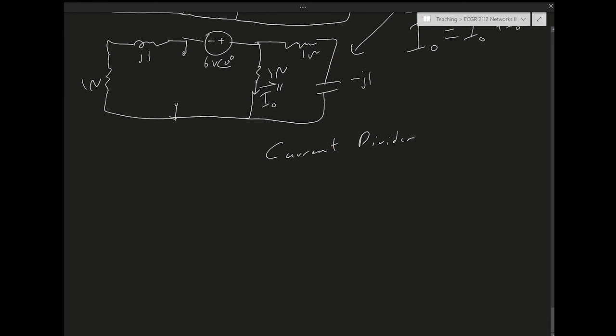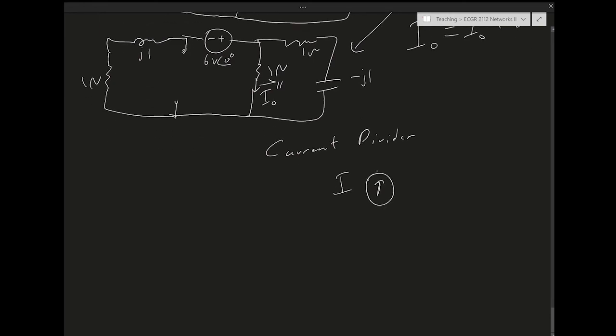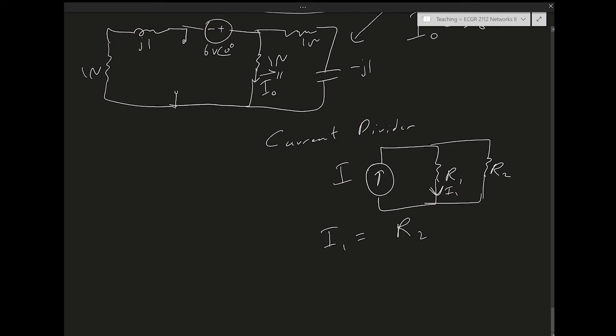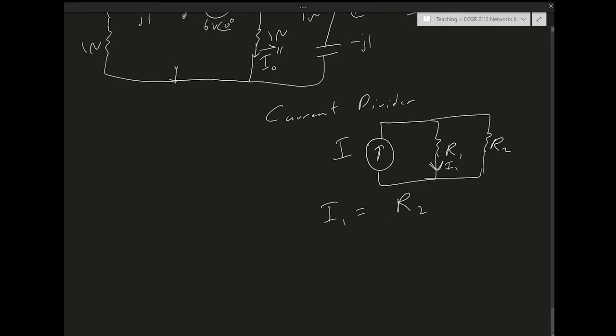Just a review of current divider. If you have a current source I, and then you have two resistors R1, R2, you're interested in the current in a certain branch, right? So I1. Then I1 is going to equal R2. R2 could be a bunch of resistors in parallel. It doesn't have to be a single resistor. It's going to be R2, the equivalent resistance of those resistors. So I1 is going to be R2 over R1 plus R2 times I. This is what's called the method of current divider.